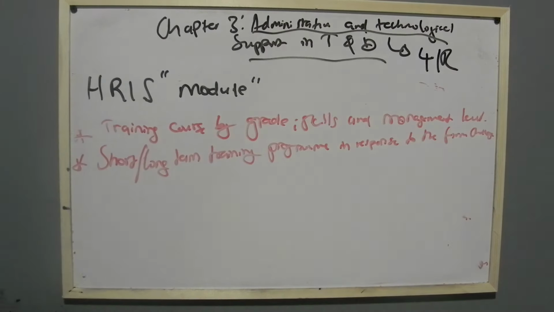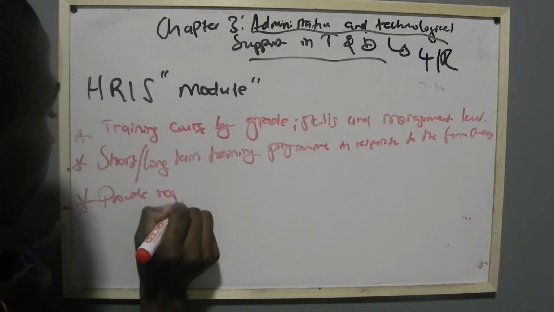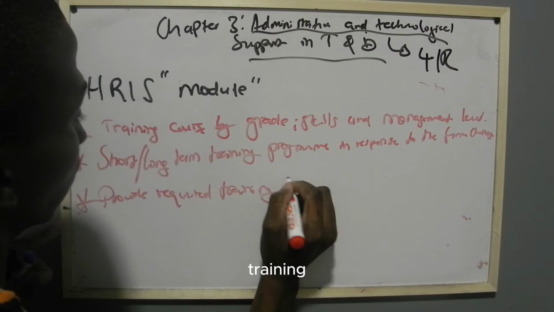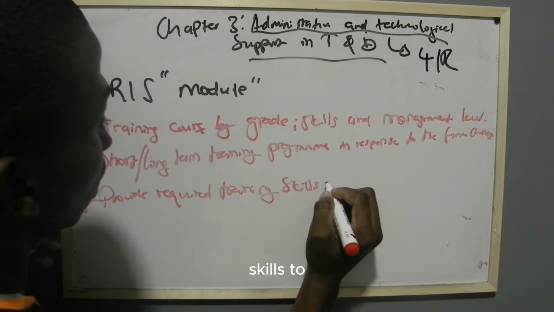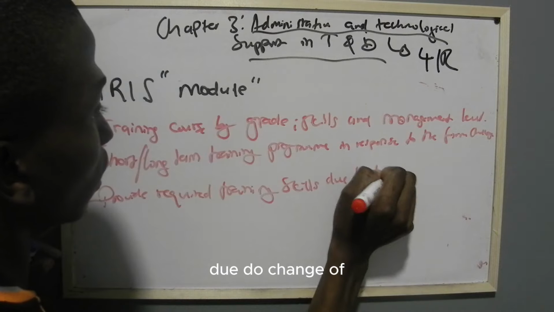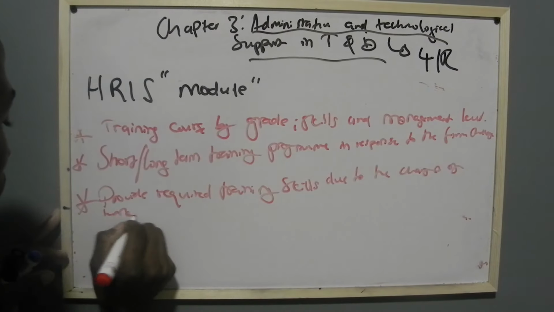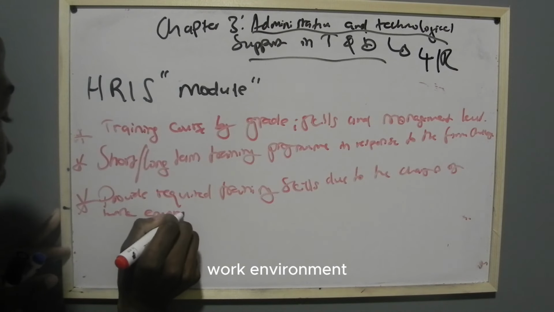Number 3, it must provide training on the required skills, a certain training on the required skills to meet the change in the work environment.